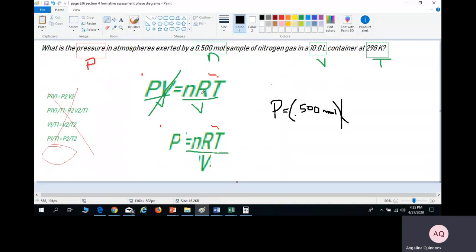R is a constant. I hope you guys remember the ideal gas law constant from the Crash Course video, which is 0.0821. Now, these numbers vary. In this class, we're going to use this, okay? And the units are always going to be liters ATM over mole Kelvin. Okay, so you just kind of got to memorize that.